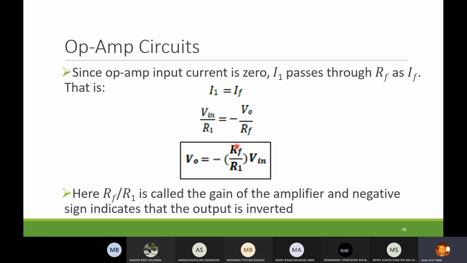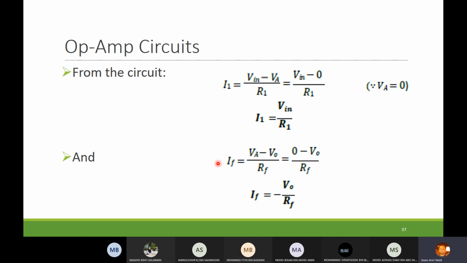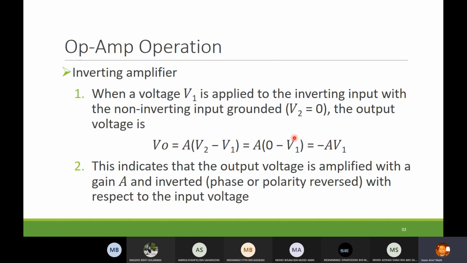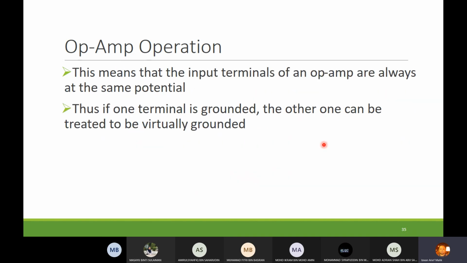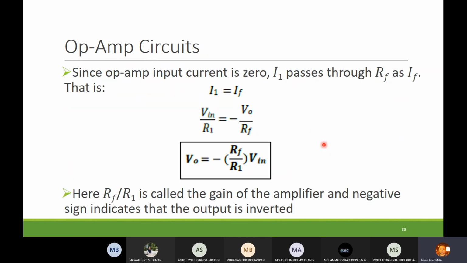So this value of RF over R1 is called the gain of the amplifier, and the negative sign indicates that the output is inverted. Same as earlier, we got negative A V1 for inverting. So the negative here indicates that it is inverting and the output is reversed. It is explained here. The gain is RF over R1.